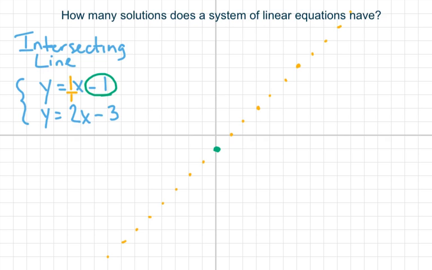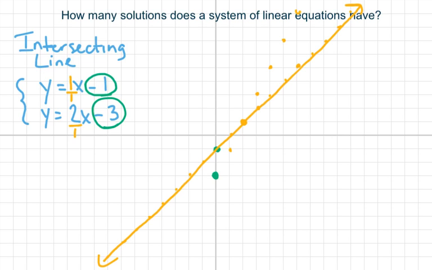So that's the first line. The second line has a y-intercept of -3. So I start on the y-axis at -3, and my slope is up 2 over 1. So I have a point there, I go up 2 and over 1, I have another point there, and I continue that pattern all the way across my grid, and I go in the opposite direction, so down 2 and left 1. And I have my line for the second equation now.